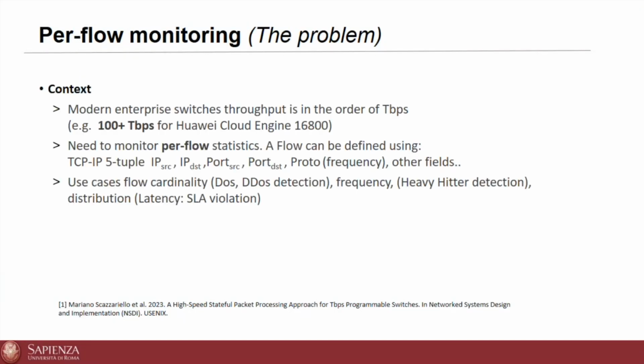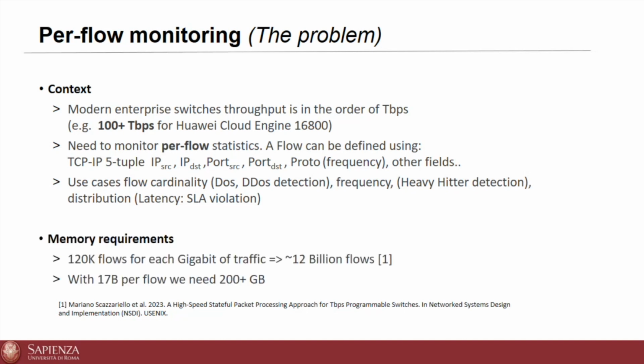We are talking about per flow monitoring. Many network measurement tasks require collecting per flow statistics. Usually a flow can be identified by its TCP/IP 5 tuple: source IP, destination IP, source port, destination port, and protocol number. There are many use cases where we need to collect per flow statistics, like flow cardinality estimation, flow frequency estimation, and the estimation of the distribution of some flow metrics.